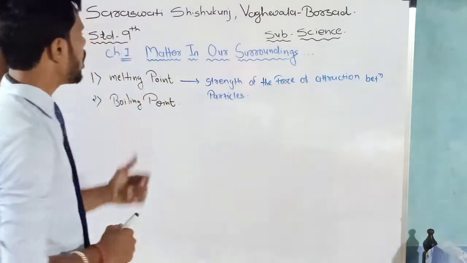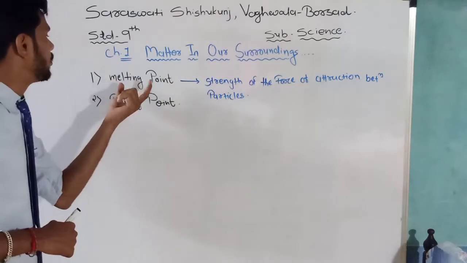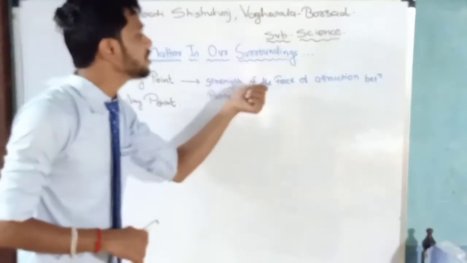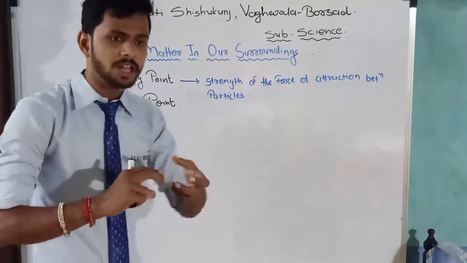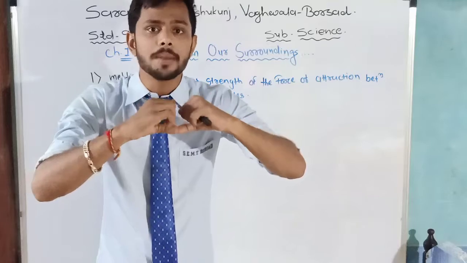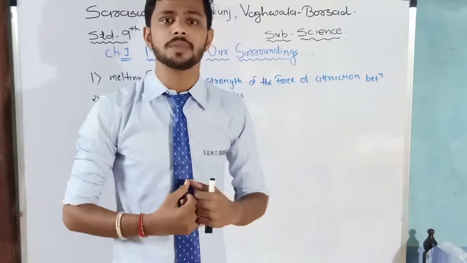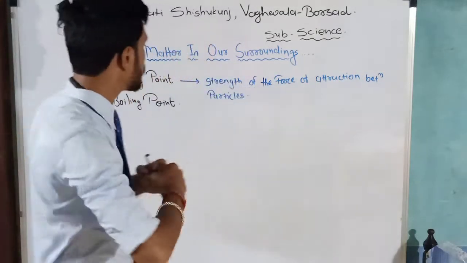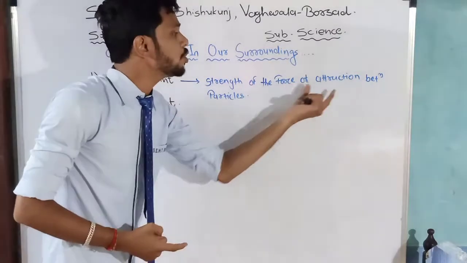Okay students, now my question is, what does the melting point indicate? We can say it indicates the strength of the force of attraction between the particles. मतलब कि हमारा जो सॉलिड सब्सटेंस होता है उसके बीच में जो पार्टिकल्स होते हैं, हमें पता है कि there is a strong attraction force between the particles of the matter in solid state. Okay, so there is a strong attraction force. So the melting point indicates the strength of the force of attraction between the particles.